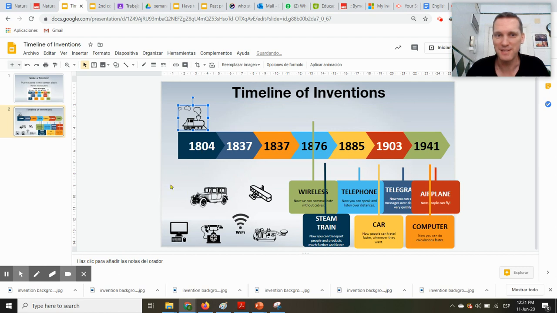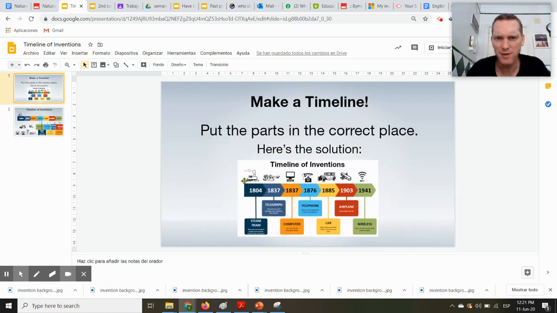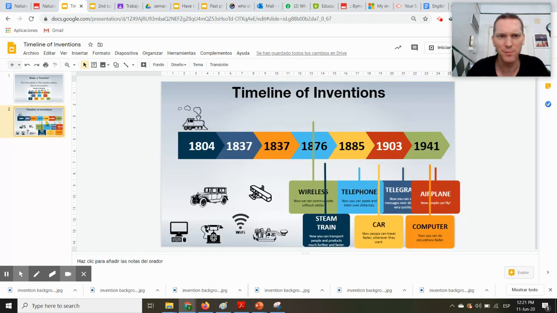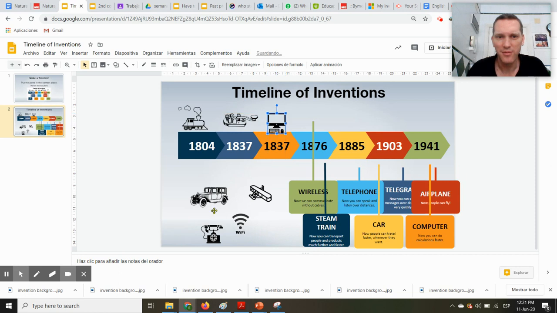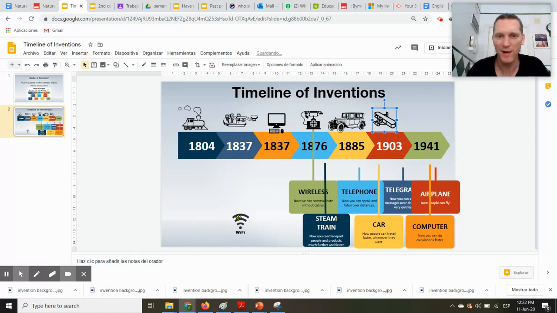So first we had the steam train, and then what came next? Do you remember? After the steam train? Yes, the telegraph, then the computer, and then the telephone, and then the car, and then the airplane, and then wireless. Wi-Fi. Wi-Fi is wireless fidelity.